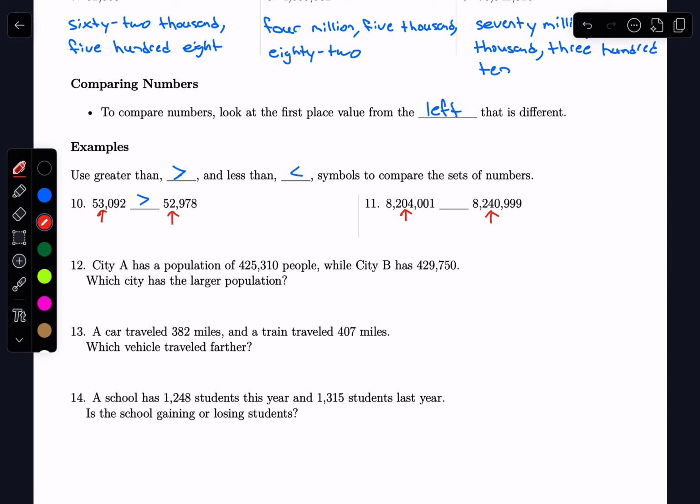The 4 is bigger than the 0, so I'm going to say that the first number is less than the second number because 4 is bigger than 0. All right, so you're just comparing the first number from the left that is different.